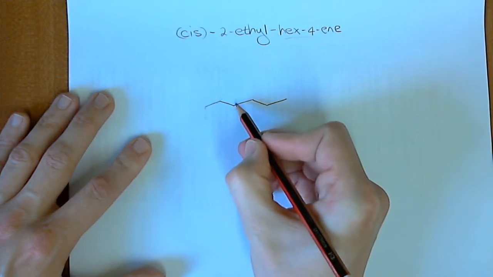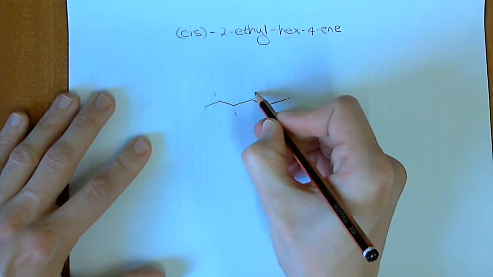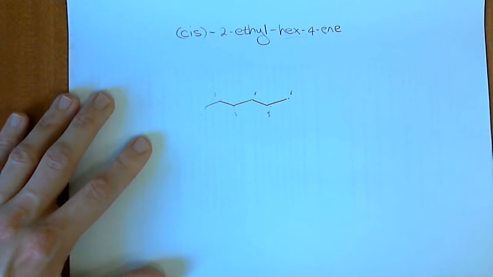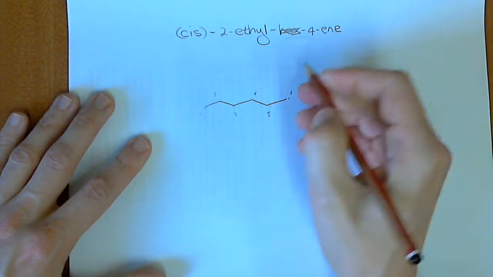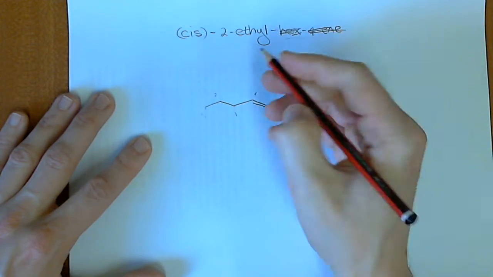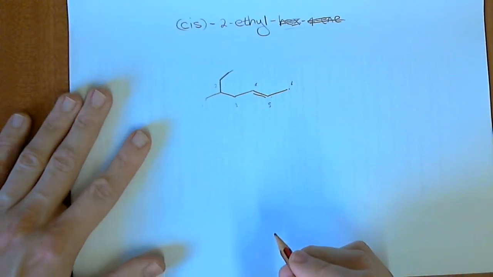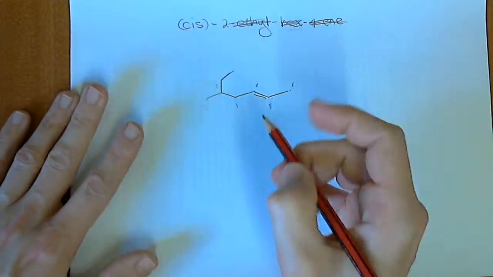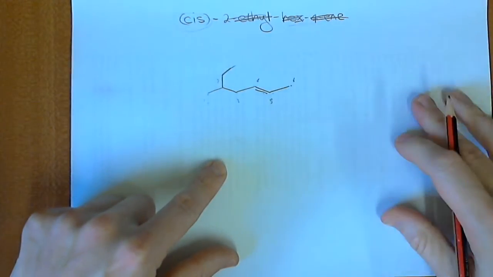So 6 carbons. 1, 2, 3, 4, 5, 6. Again, number 2, 3, 4, 5, 6. That's the hex part. 4, double bond over there. So that's that part. 2-ethyl. So we put the ethyl group on. Then we go off in that direction. Doesn't matter. We've got that. And now we've got the cis part. And so that's to do with the double bond.